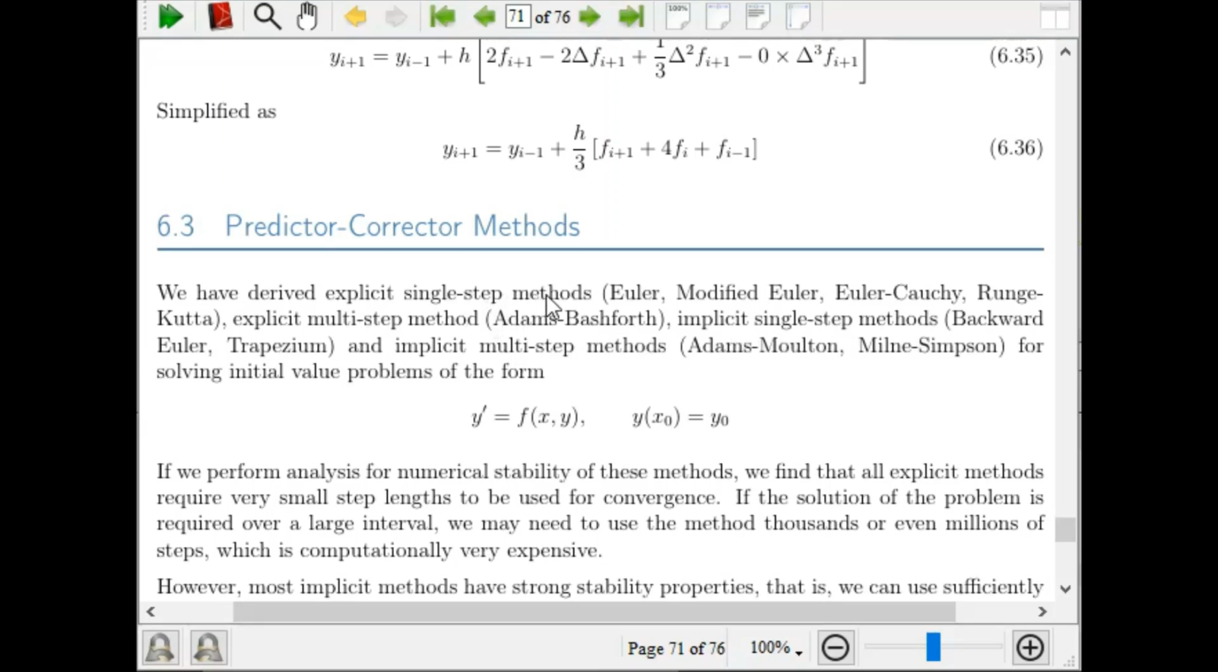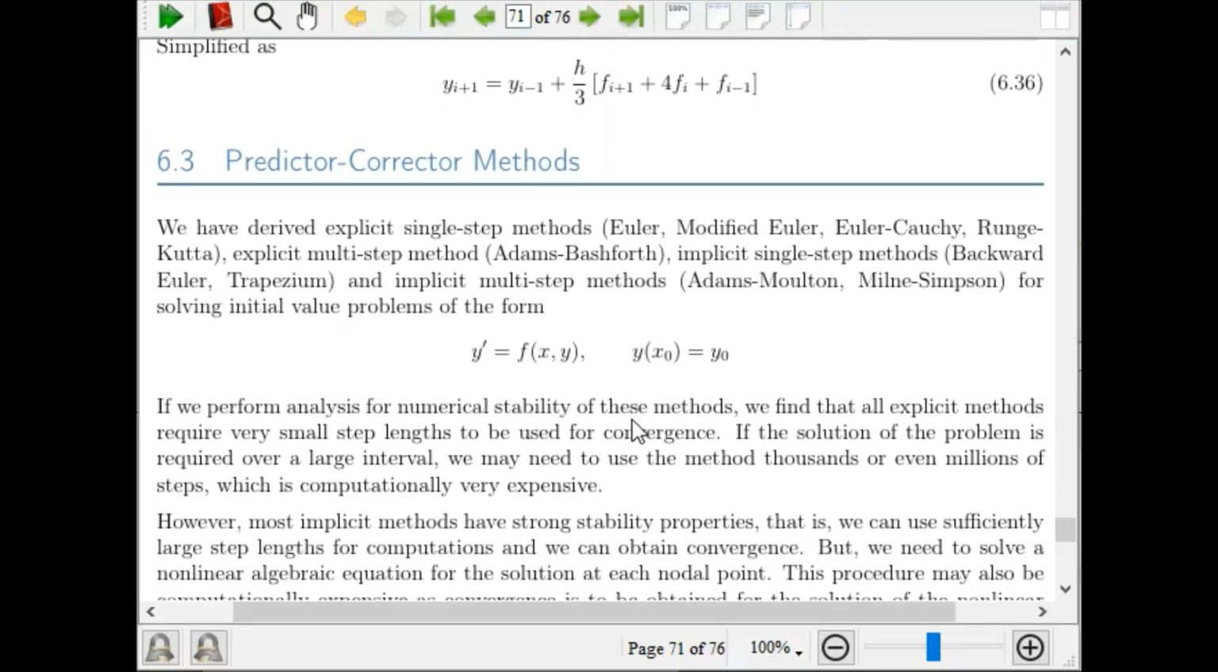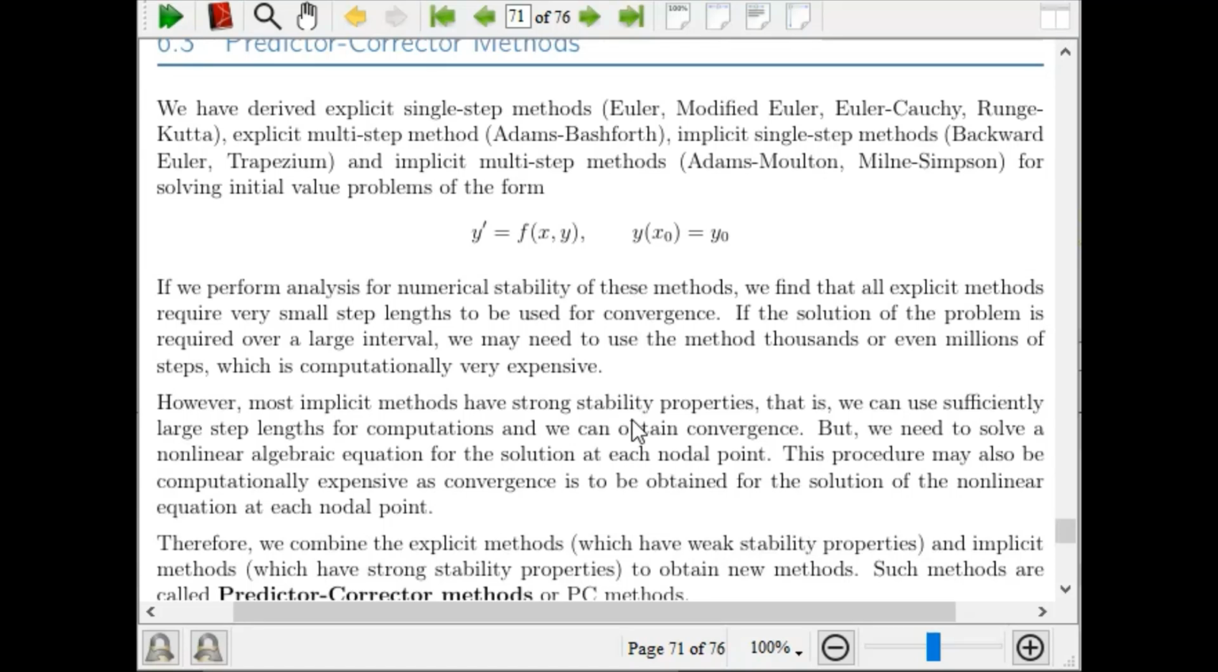Again, all the explicit single step methods are self-starting. But the implicit single step method is also not self-starting. The explicit multi-step methods are also not self-starting. But why do we want to combine these?